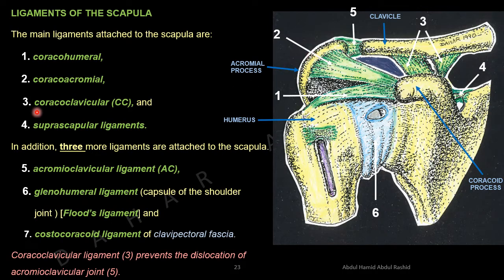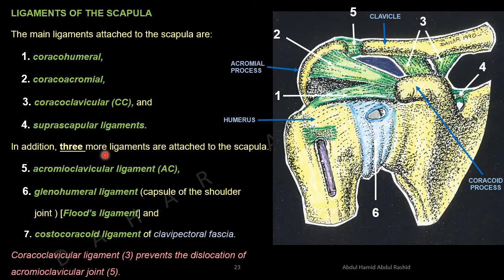Number 3, coracoclavicular ligament. The ligament between the coracoid process and the inferior surface of the clavicle. Number 4, suprascapular ligament. Here is the suprascapular notch. The ligament which is bridging the notch is the suprascapular ligament.